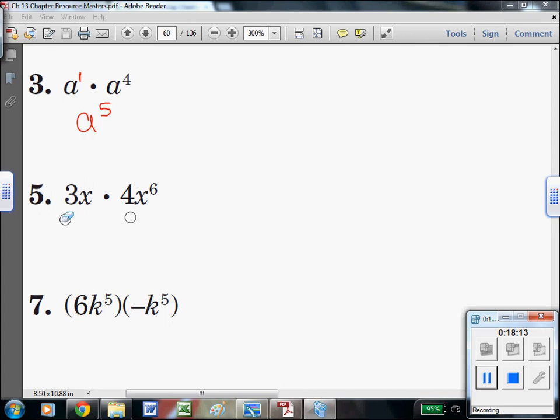Number 5, start with the coefficients. They're different, so we're just going to go ahead and multiply these coefficients together. 3 times 4, that's 12. X to the, we just said first power if it doesn't have one, x to the first power times x to the 6th power, like bases, so we add the exponents.